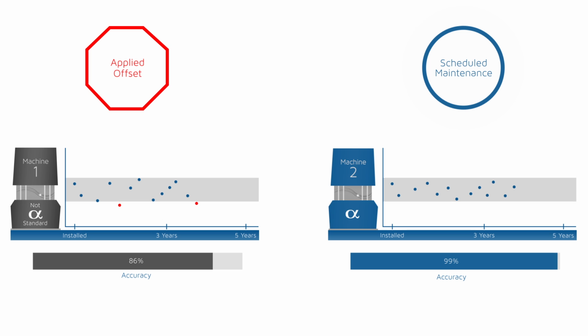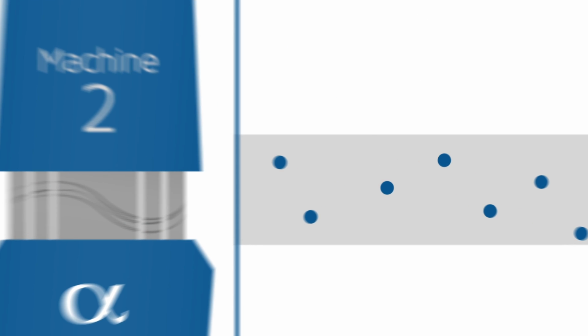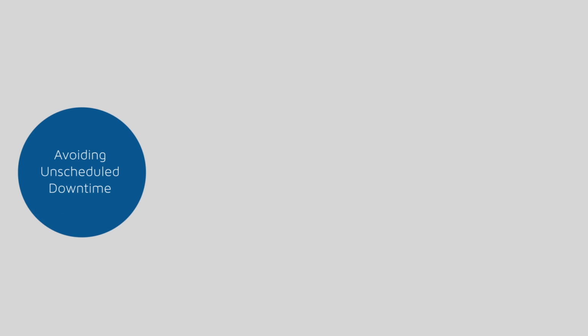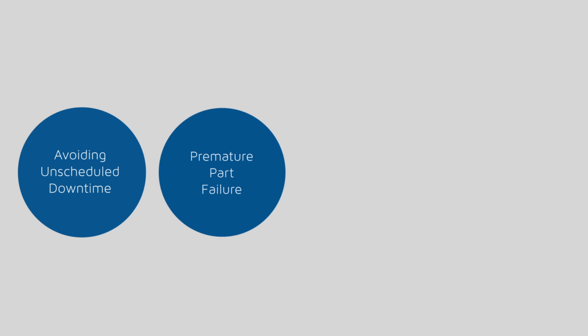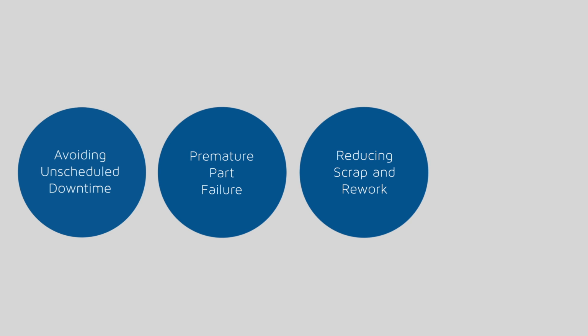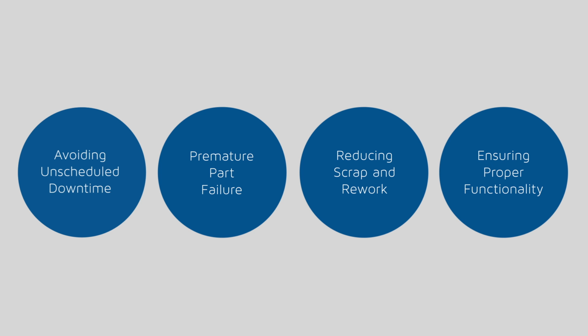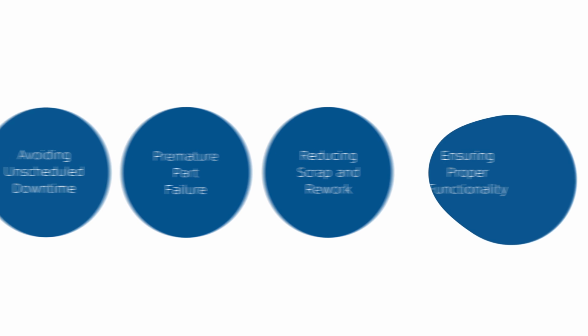Instead of using an artificial offset, Alpha provides complete managed services where our ISO-certified technicians inspect and recalibrate instruments to eliminate the variation in data resulting from normal wear and tear. Alpha's managed services provide multiple benefits, such as avoiding unscheduled downtime, premature part failure, reducing scrap and rework, and most importantly, ensuring proper functionality. This provides you with a data set that is generated from accurate measurement, not an artificially adjusted number. The advantage of Alpha's service programs is most evident when thinking of an instrument's operational lifetime.